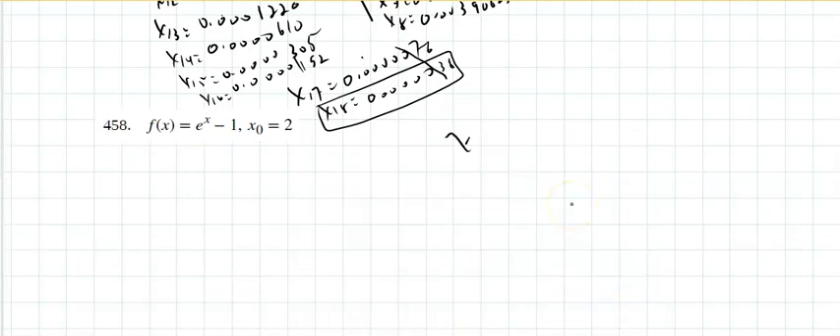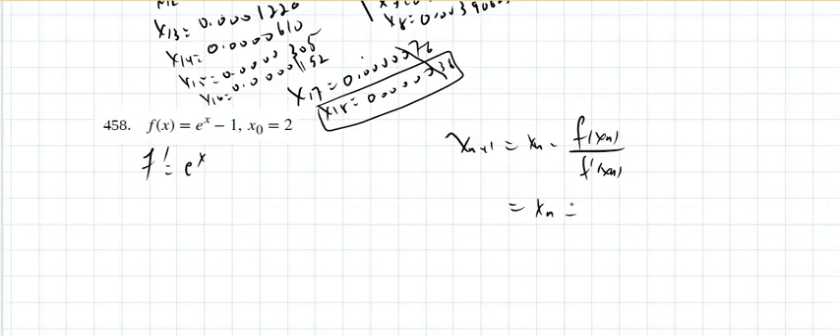Again, to do this, x sub n plus 1 is x sub n minus f of x sub n divided by f prime of x sub n. I need the derivative. Well, the derivative of e to the x minus 1 is just e to the x. So this will be x sub n, or answer, minus e to the x sub n minus 1 over e to the x sub n. And here we do the same thing. We say, all right, well, what's x sub 1? They told us x sub 0 is 2. Let's get those, x sub 1, x sub 2, x sub 3.